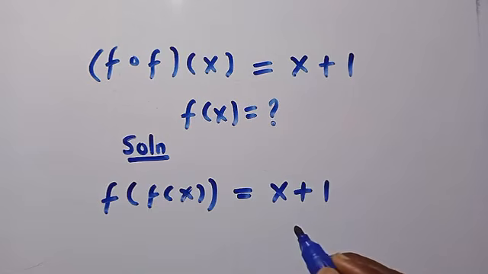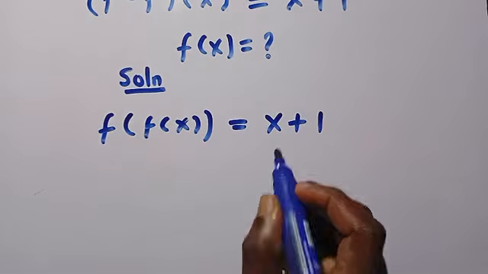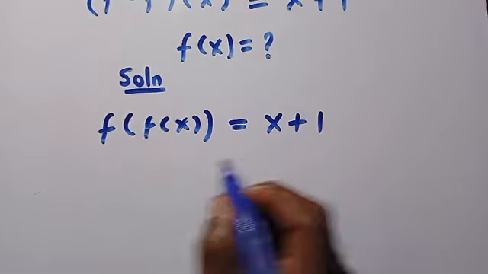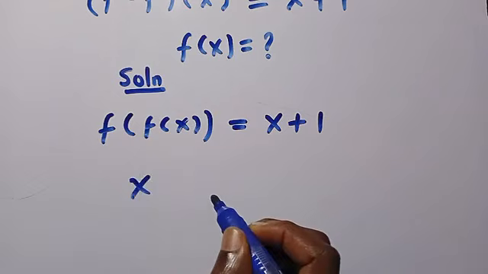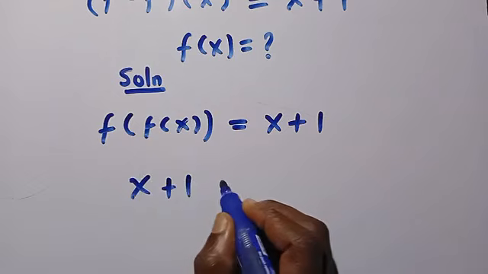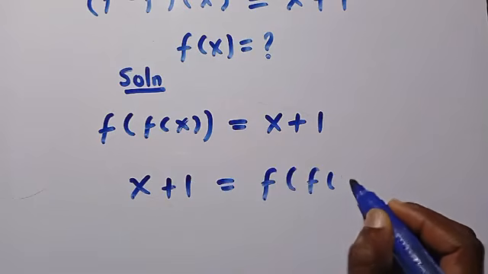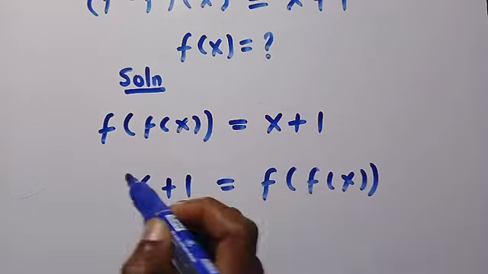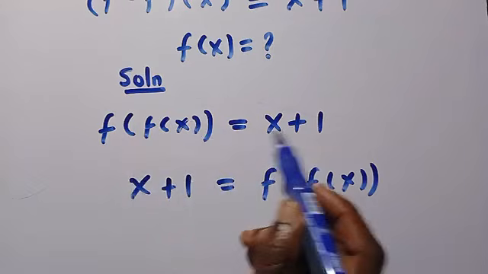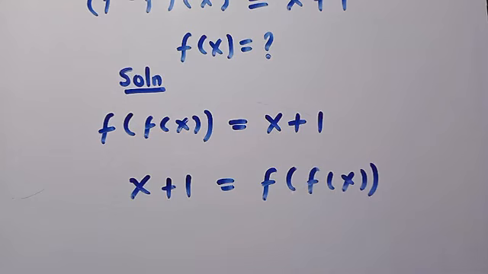So on writing it in this form, let's say I write x plus 1 first. I'm still applying method 1. Plus 1 equals f of f of x. So this expression stays the same. It's just like I changed the position. x plus 1 is starting this, then we have f of f of x.